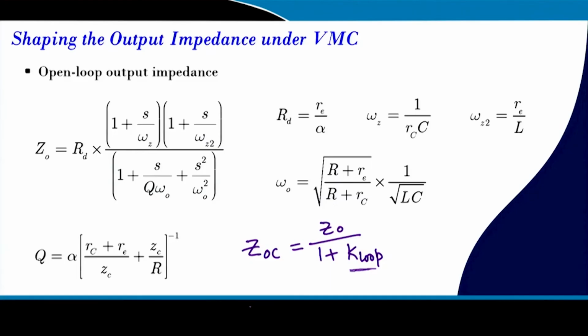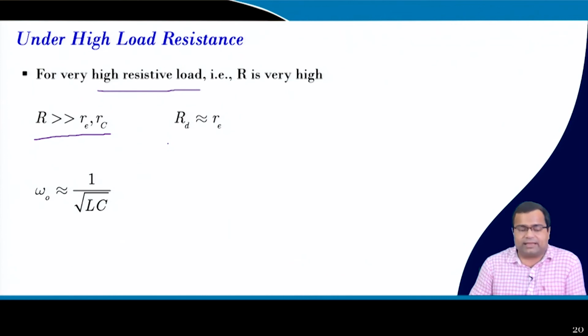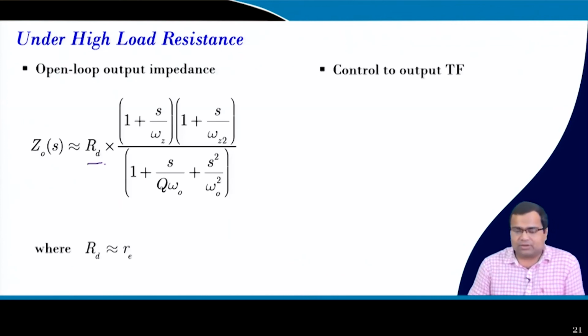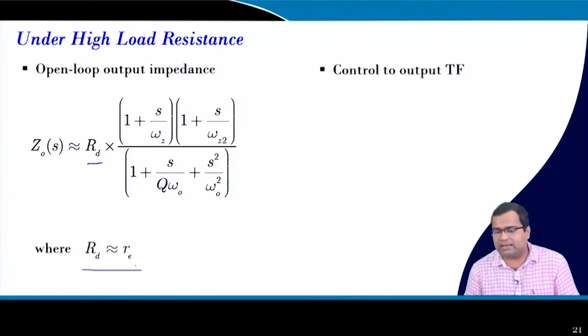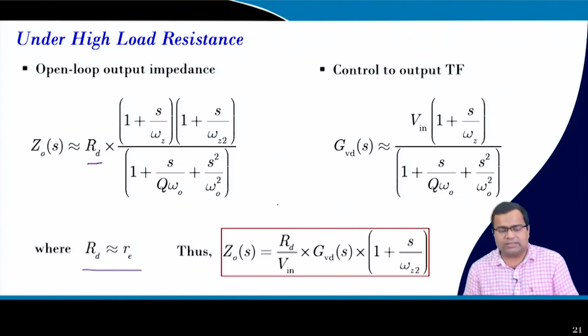So, what is the alternative solution? The alternative solution is that we want to shape the loop gain at very light load, where R is much larger than this, a very high resistive load. Then we can simply take the effect of this RD to be equal to RE. This is equal to RE, and the control to output transfer function is GVD, all this we know.